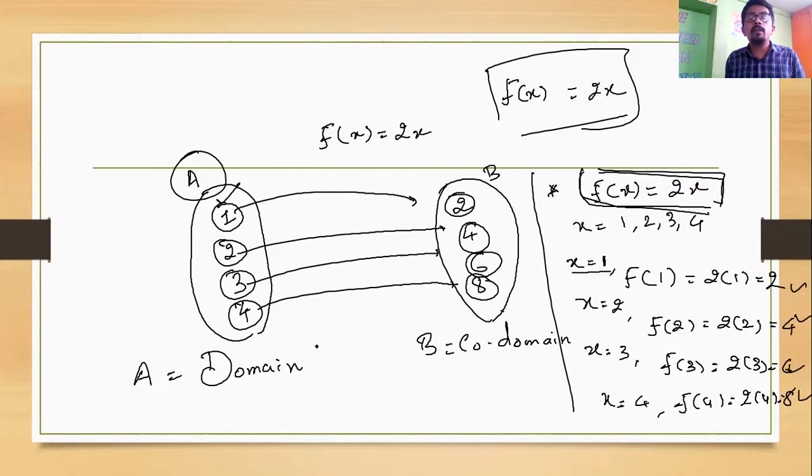We can represent the function like this also. f is A to B. What does A to B relate? Let us check it out. What does A to B relate?